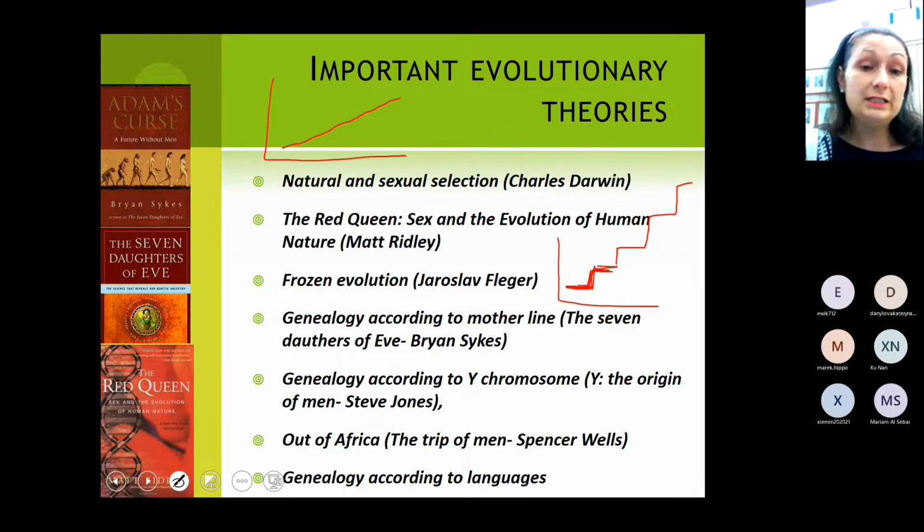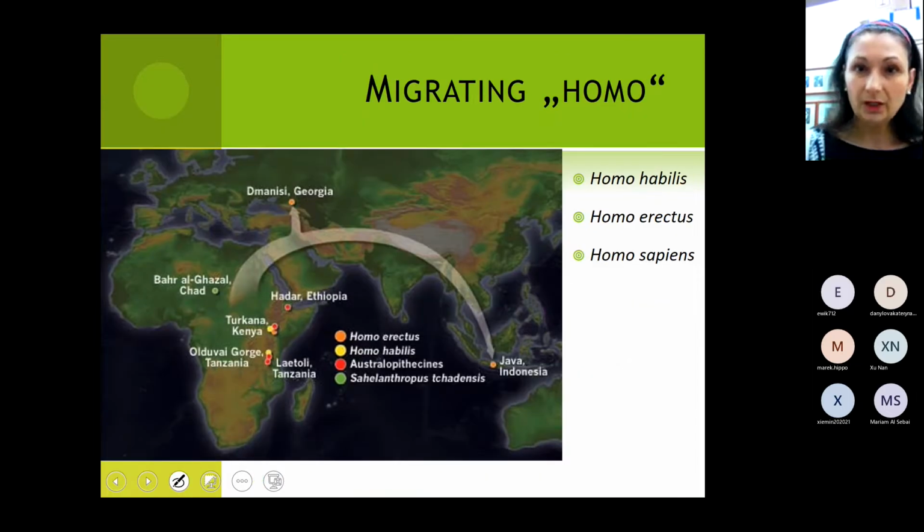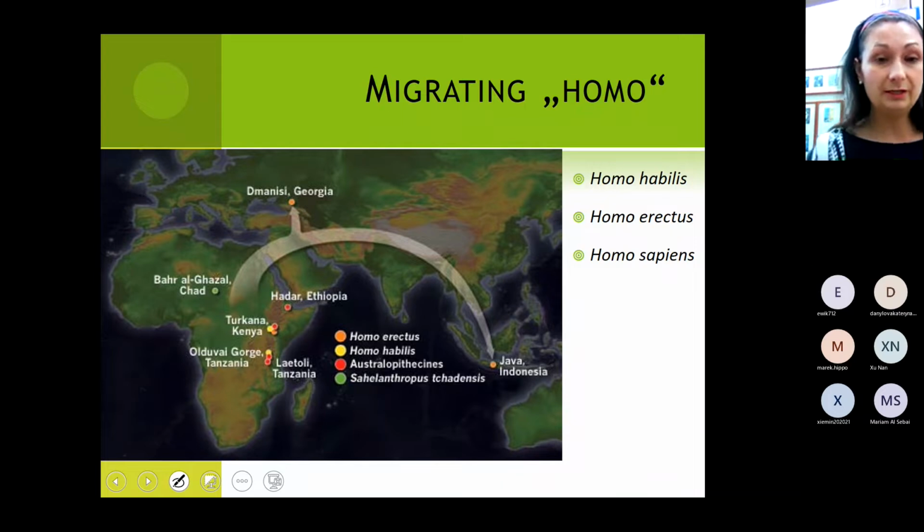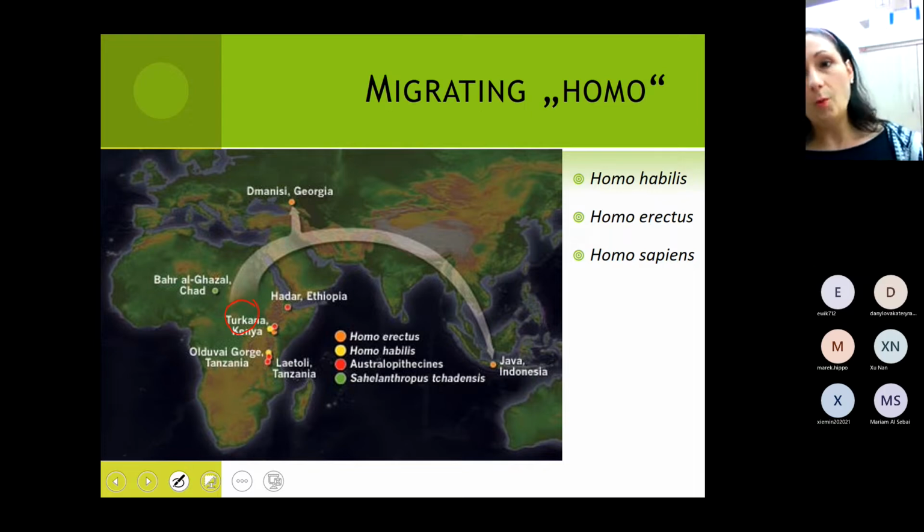Also very interesting is the genealogy, which is based on the Y chromosome and also on the mitochondrial DNA. Also genealogy according to the languages, and of course the theory of out of Africa. So, migration of Homo. There are several approaches to how scientists consider that we got from Africa, but probably Homo habilis, Homo erectus, and Homo sapiens, these three Homo were created in Africa, all of them.